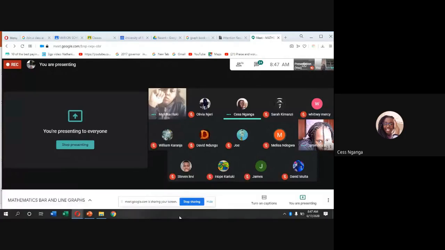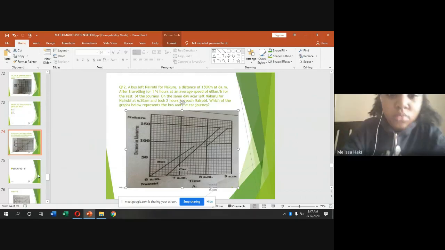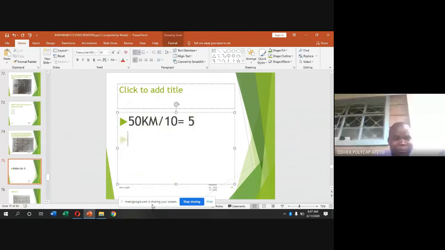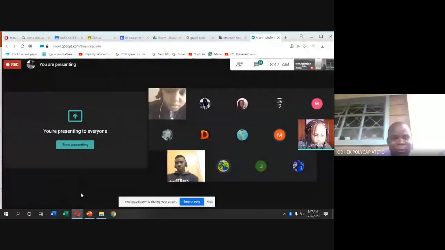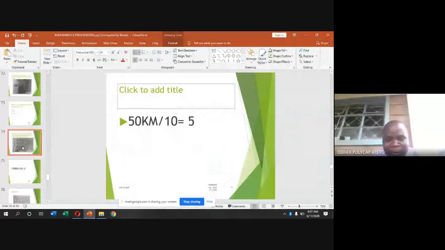Let's go now to the horizontal. So in the horizontal, somebody to tell us the value of a small box in the horizontal axis. One small box represents?